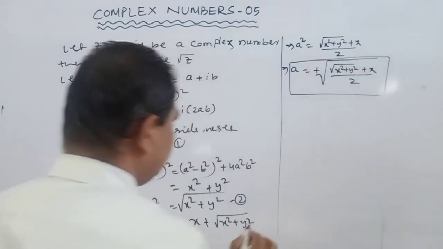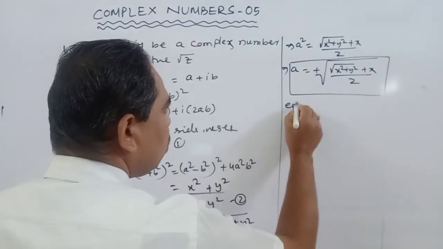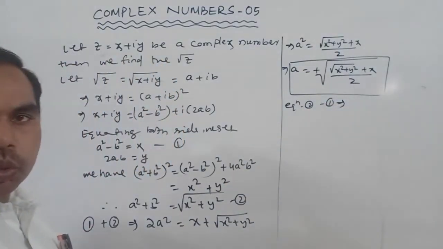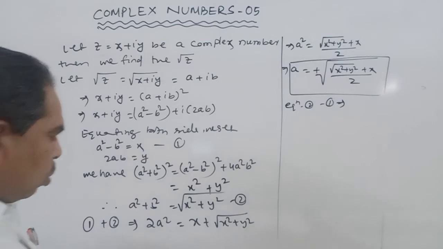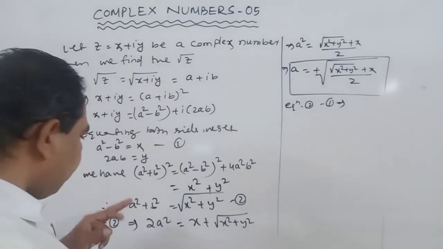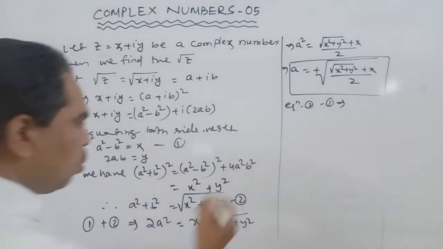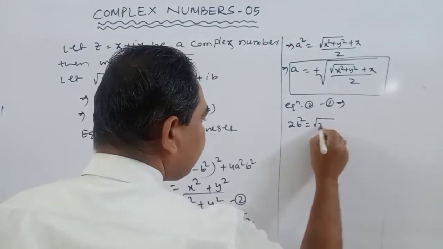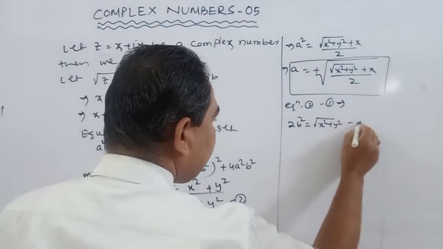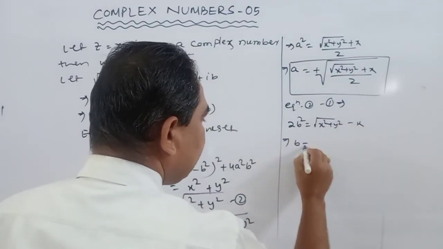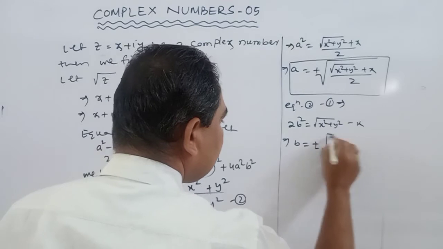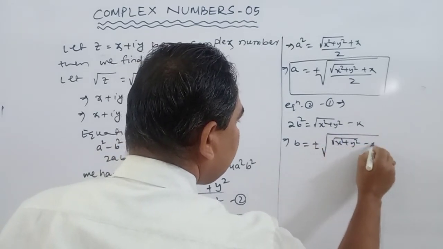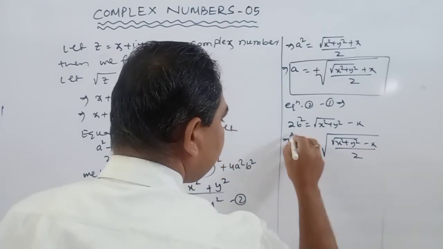Next, equation 2 minus 1. So 2 minus 1 means what? 2b square is equal to root of x square plus y square minus x. Implies b is equal to plus or minus square root of (root of x square plus y square minus x) divided by 2. This is b.